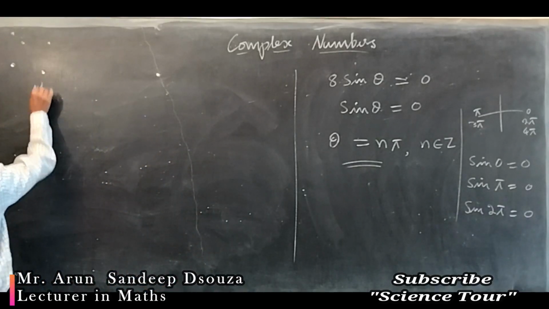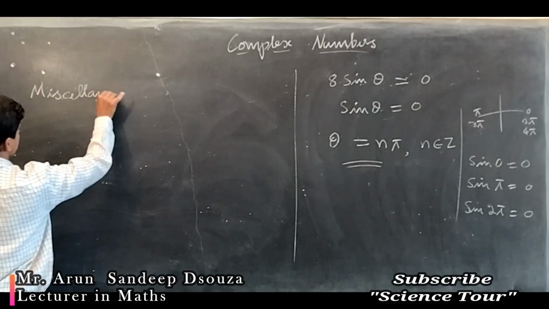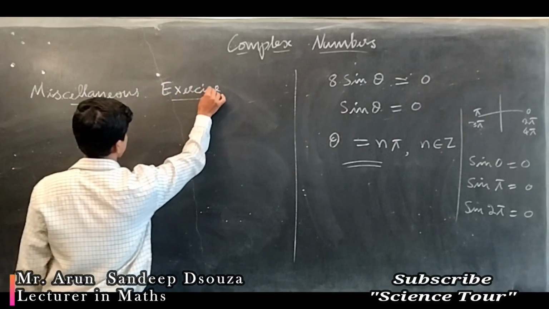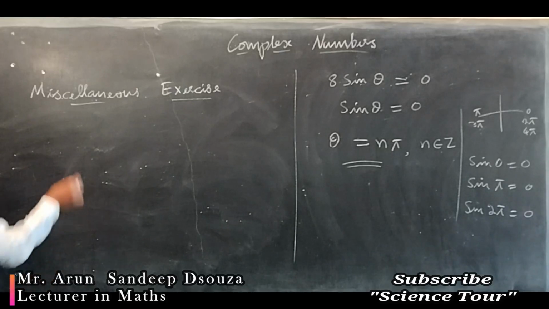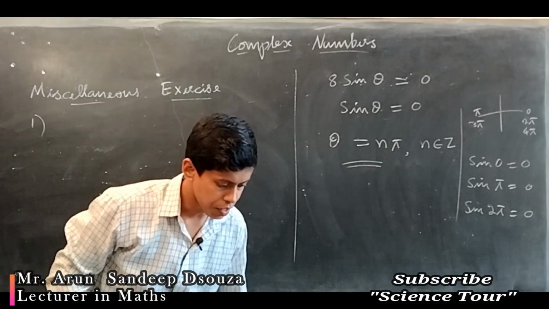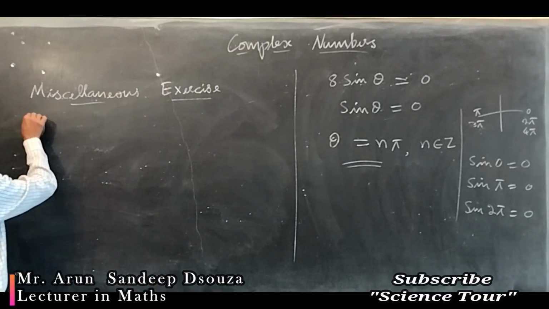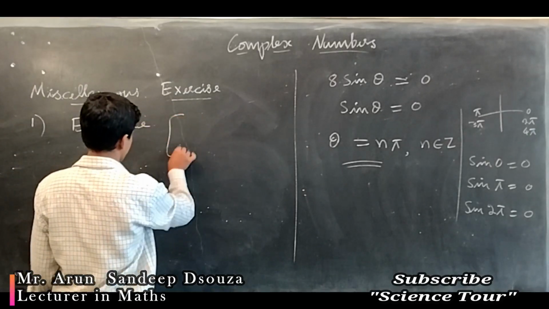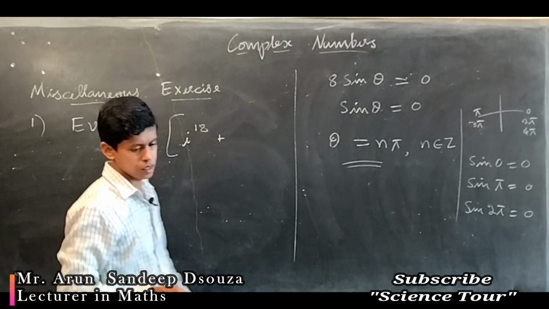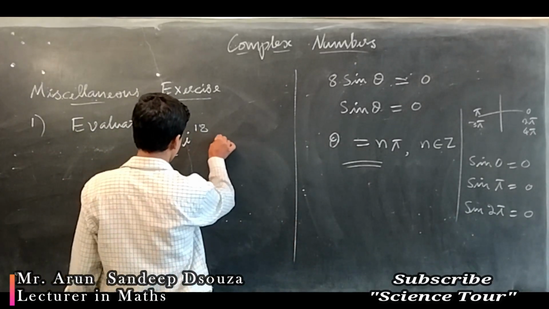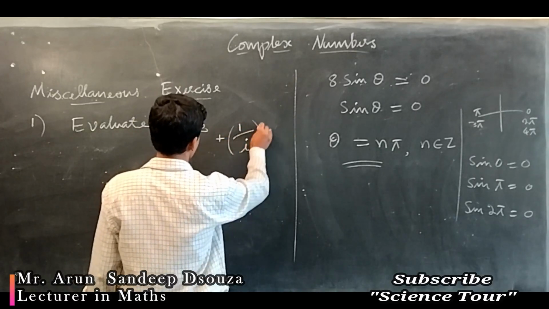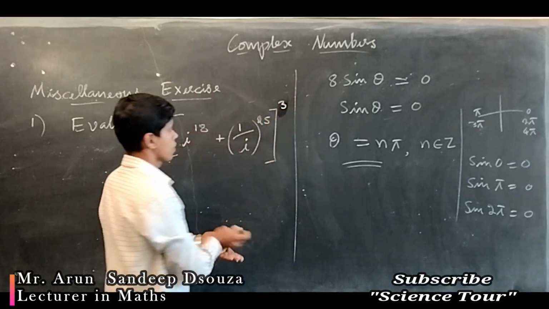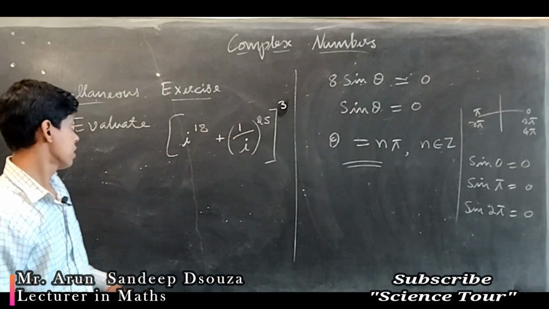Miscellaneous exercise. The first question: evaluate I raised to 18 plus 1 by I raised to 25, whole cube. Okay, so that is the question that is given.